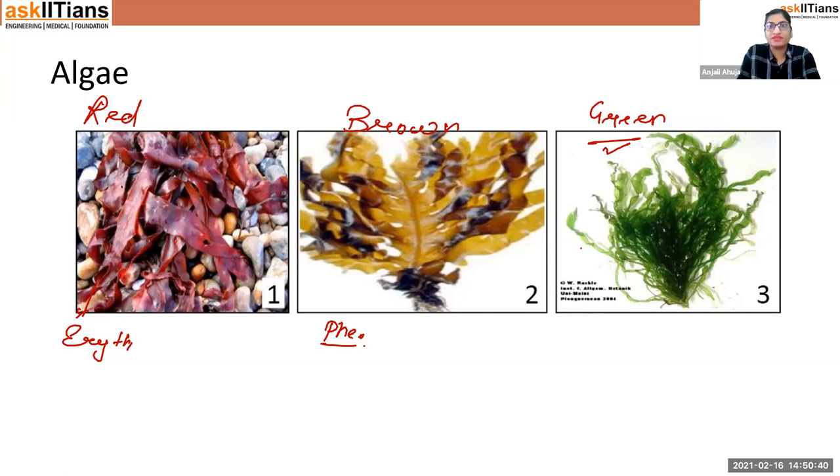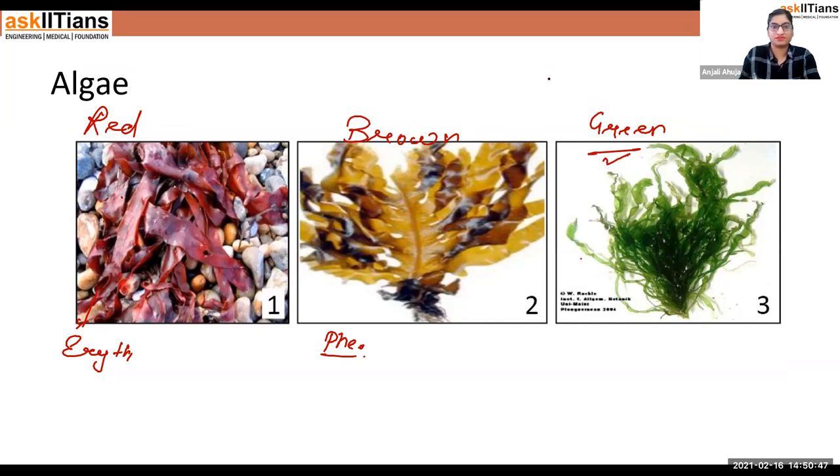Was phycobilin mentioned on the screen share? So the red, why am I not able to? Guys, are you able to see my screen? Yeah, you are, I know. Share and then, okay, I get it now.